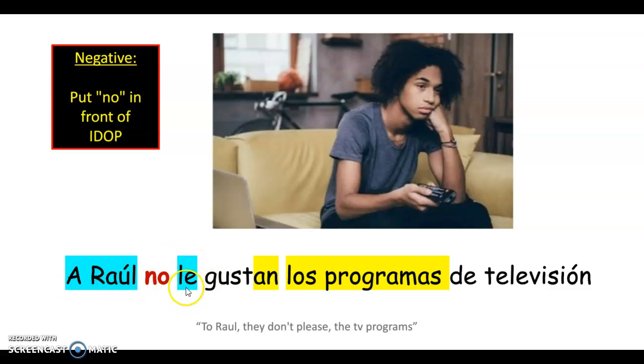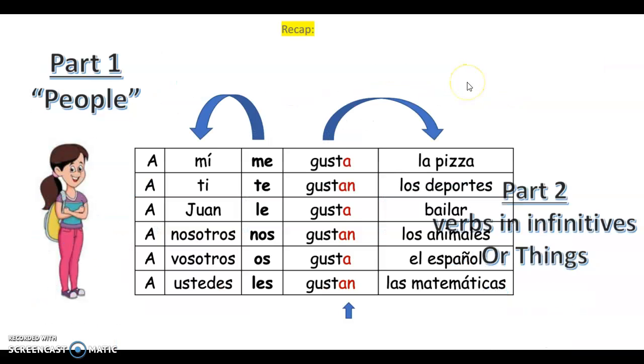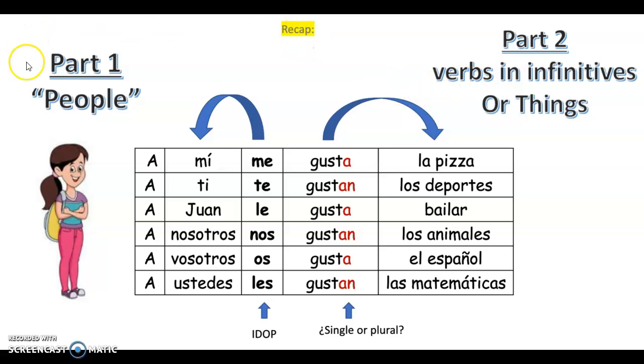A Raúl no le gustan los programas de televisión. Notice it's gustan because programas are plural, and this le goes with Raúl. They don't please him. A Josefina y a Marco les gustan mucho las matemáticas. So les, to them it pleases, to them they please math, because math is plural. Les gustan las matemáticas.